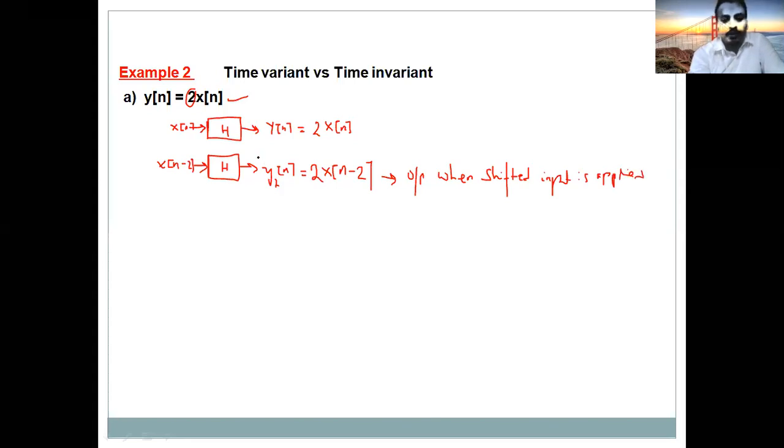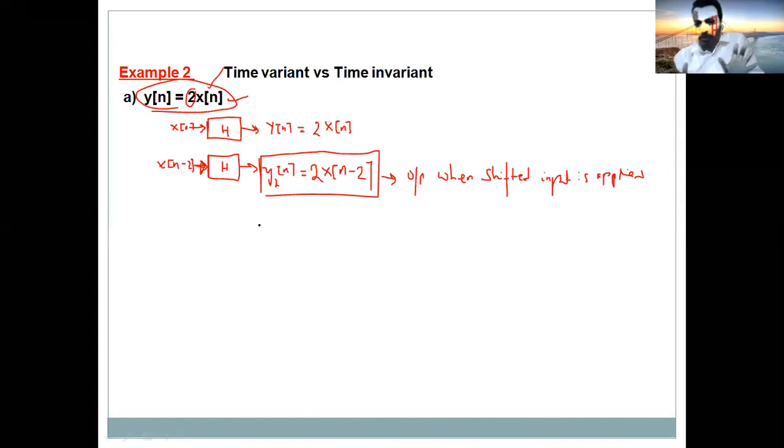This one, y2. The input is shifted by some constant, in this case 2. So the output will be this. As you can see from the equation of the system, any input is multiplied by 2. That is how the system is designed. No other operation. It's a simple multiplier system.